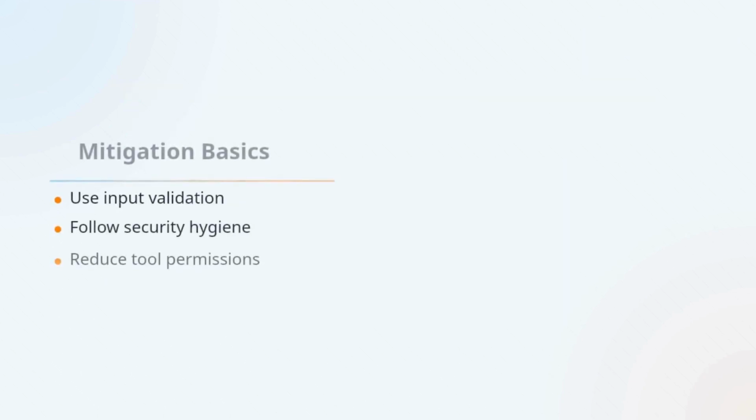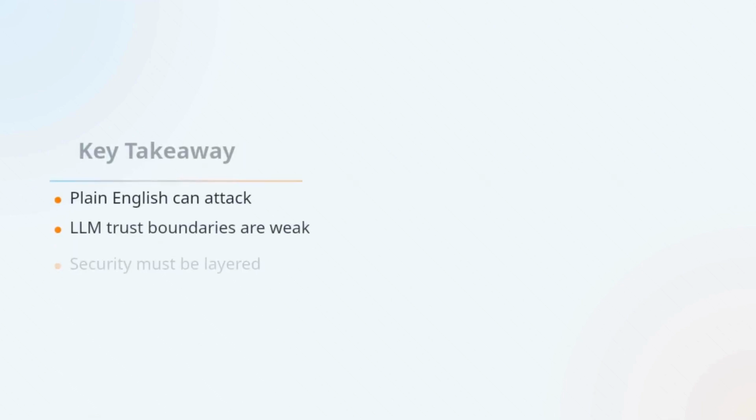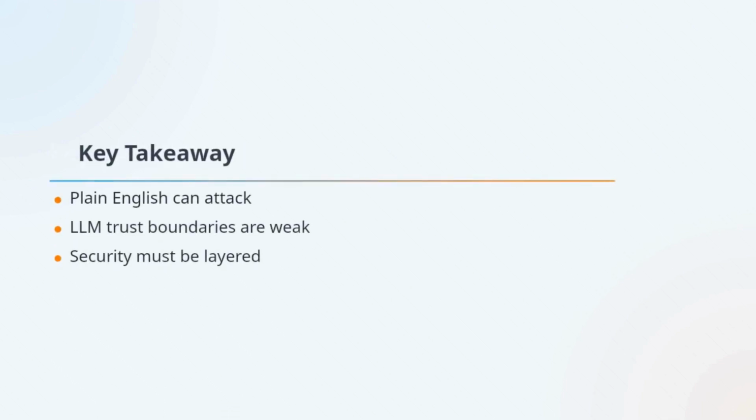While there is no complete fix, organizations can still reduce risk. Good security practices help users avoid malicious content. Input validation can catch some known attack patterns. And most importantly, AI systems should be given the minimum permissions needed, so even if an attack works, the damage stays limited. The big lesson is this: with LLMs, plain language itself can become the attack vector. Because the boundary between trusted instructions and user input is blurry, security cannot rely on one safeguard alone. Layered defenses, careful tool access, and constant testing are essential.